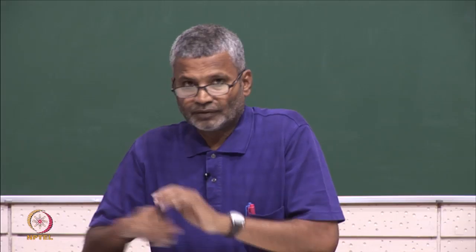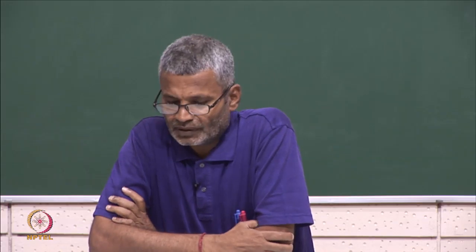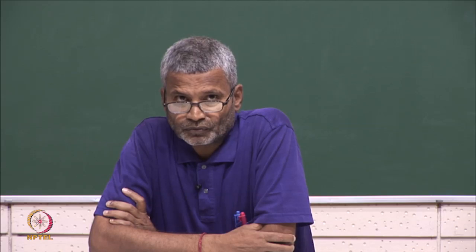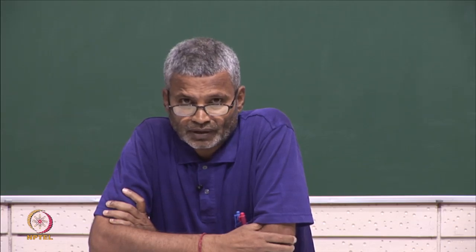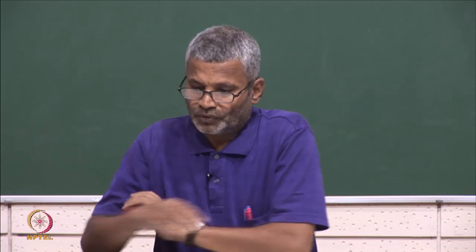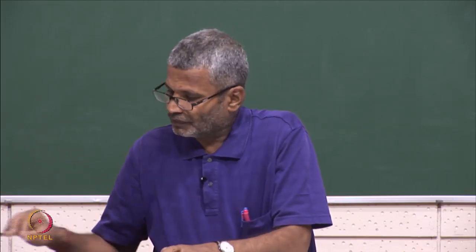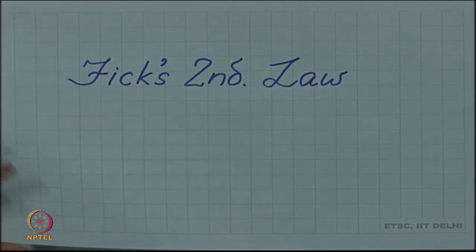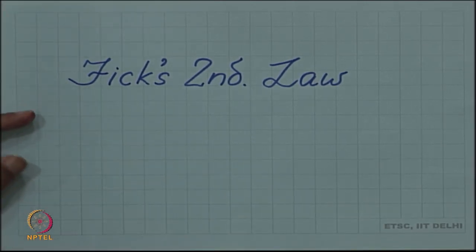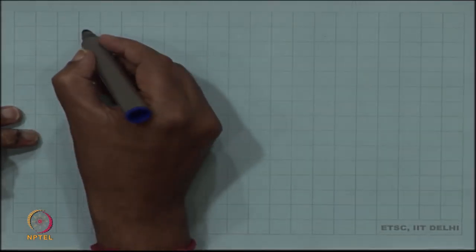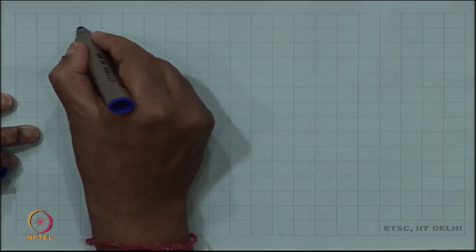So we are looking at diffusion, and we discussed Fick's first law of diffusion, which was relating flux to the concentration gradient. We now will look at Fick's second law. Fick's second law can be easily derived on the basis of mass conservation. So let us look at what Fick's second law is.